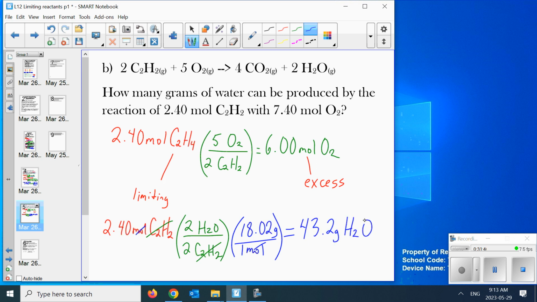Okay, does this solve the problem? We weren't asked to calculate the amount of excess. We could, but we didn't. We're just asked for the grams of water produced. There are all sorts of ways this problem could be asked. Now I am going to give you some questions. I'll hand them out in a second. Any questions before we do?